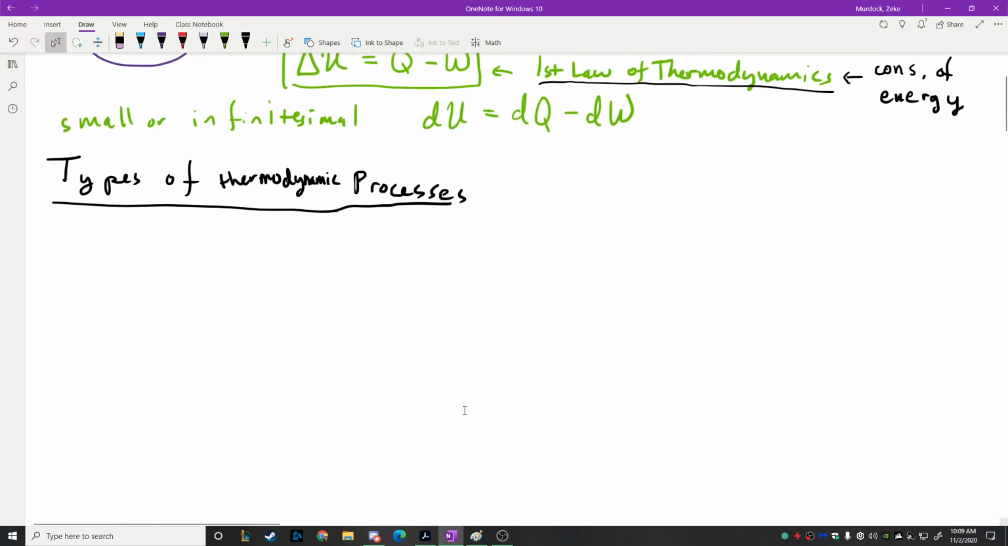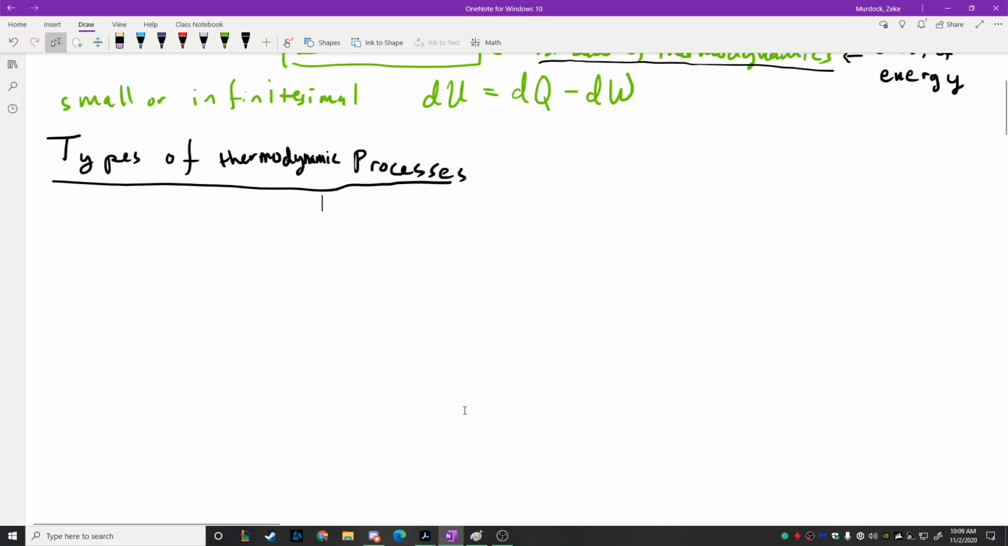So, types of thermodynamic processes. These words are probably words you've heard. I need to get my notes in a place where I can actually see them.